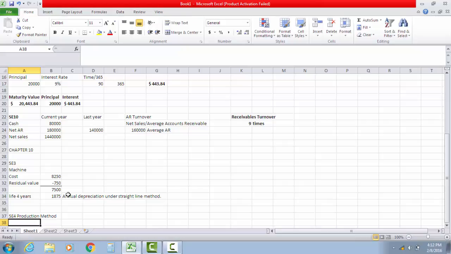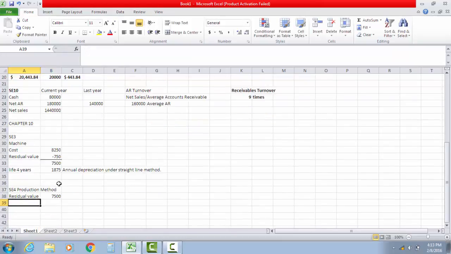And SE4 says, assume the machine in SE3 had an estimated life of 8,000 hours. We would use 2,400 of these hours in year 1, 2,000 in year 2, 2,200 in year 3, and 1,400. How much would depreciation expense be? So let's take a look at this. So we would still have the same residual value as above, so I'm going to carry that through.